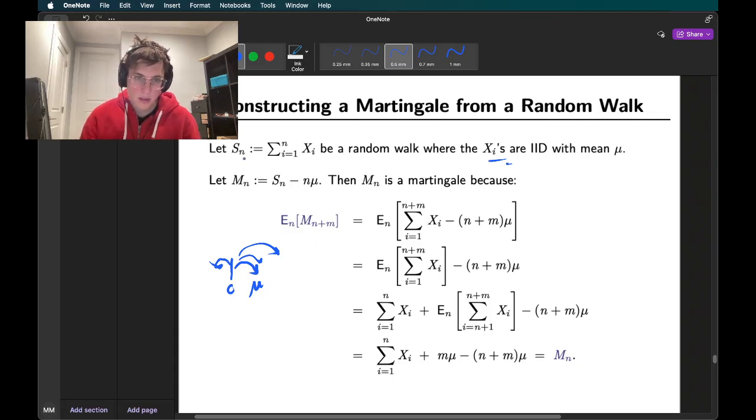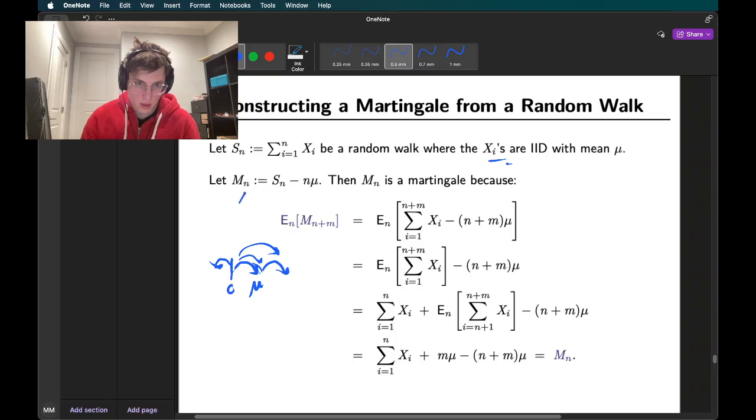And so S_n is the sum of all these X_i's. So the first, X_1, we're going to go 1, and then X_2 we're going to start here and go somewhere else, maybe backwards or forwards or whatever. And then S_n is going to be where we end up after X_i. Let M_n be S_n minus n mu, then M_n is a martingale because of this proof.